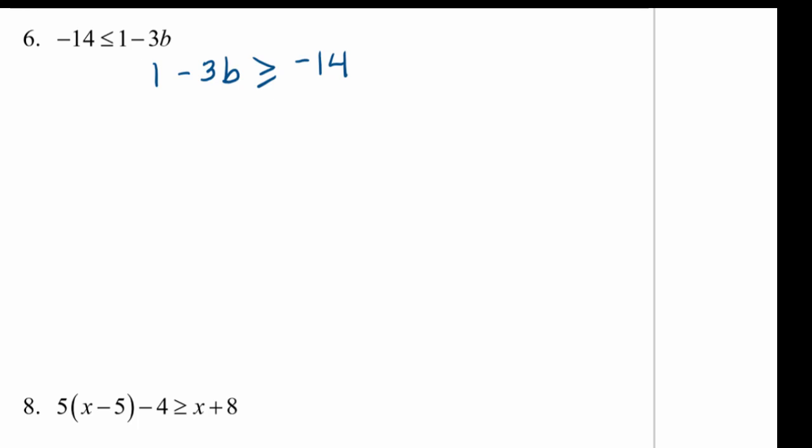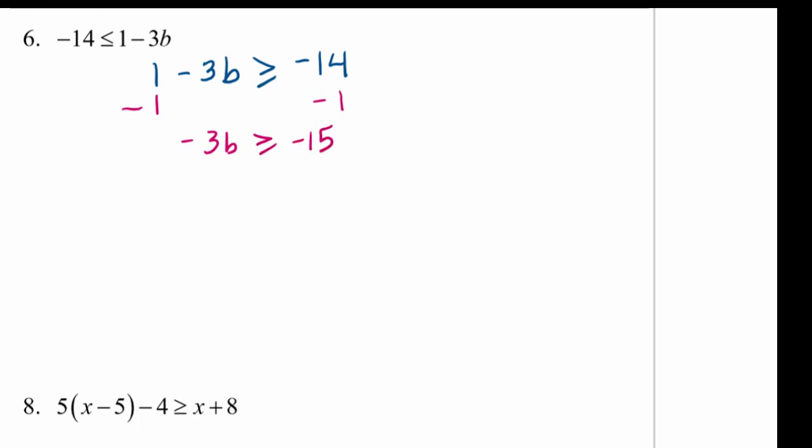Okay, now we're going to isolate b, and the first step is to subtract 1 from both sides. A reminder that when you add and subtract from two sides of the inequality, it doesn't matter if you're adding or subtracting a negative or positive, because the inequality symbol does not get affected. So don't worry about that when you're adding or subtracting. Here we get negative 3b is greater than or equal to negative 15.